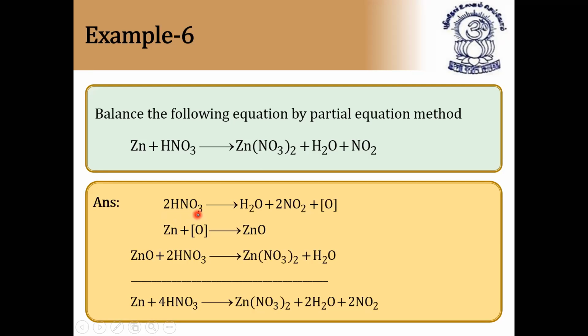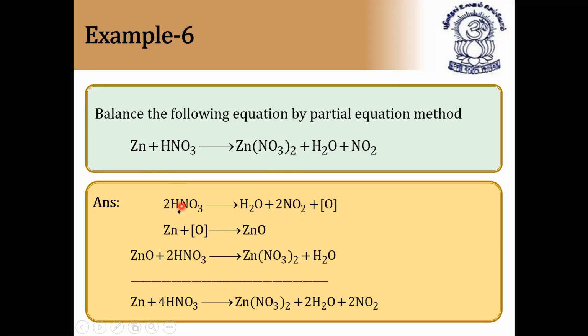Since 2 moles of nitric acid combine, because NO3 taken twice is there, we have to write here straight away 2, by the hit and trial method. So 2 moles of nitric acid decompose to form water, nitrogen dioxide, and nascent oxygen. This nascent oxygen attacks zinc and changes it to zinc oxide. This zinc oxide again combines with nitric acid and forms zinc nitrate plus water.